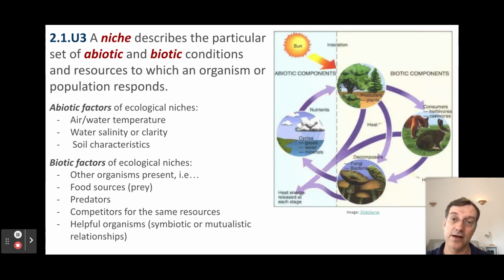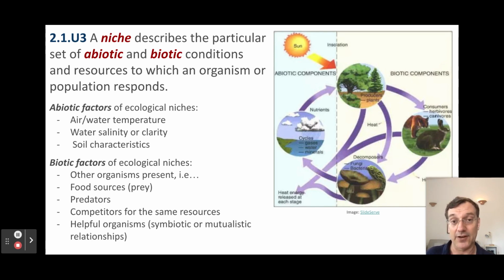We're going to come back to this idea of an ecological niche for a moment. It's the particular abiotic, or non-living, and biotic, or living, conditions and interactions that organisms have with their environment. Right? So abiotic, the non-living factors of ecological niches: air, water temperature, the water salinity, the clarity of the water, different types of soil characteristics, that's soil texture, the level of nutrients that are available in the soils. All of those things are not living.